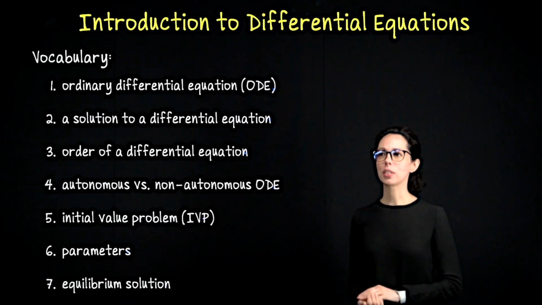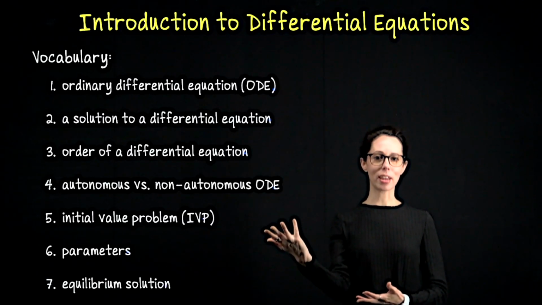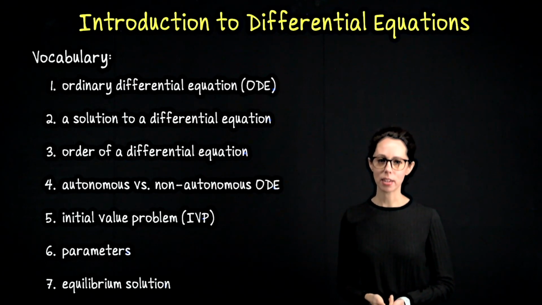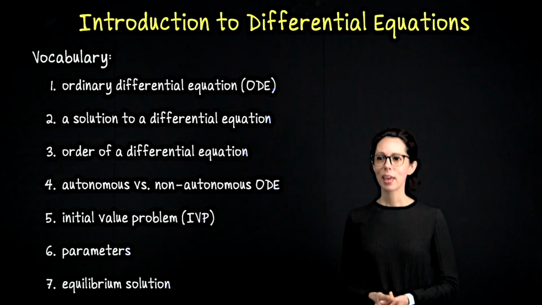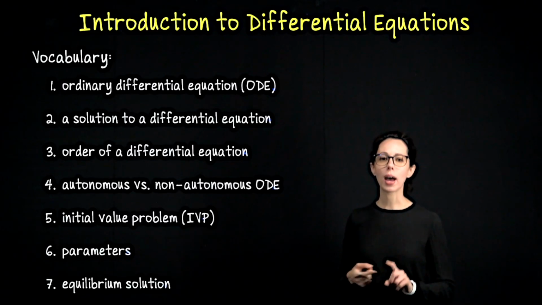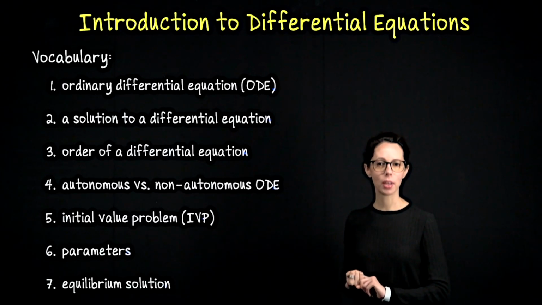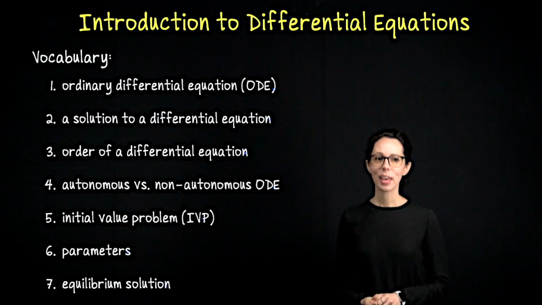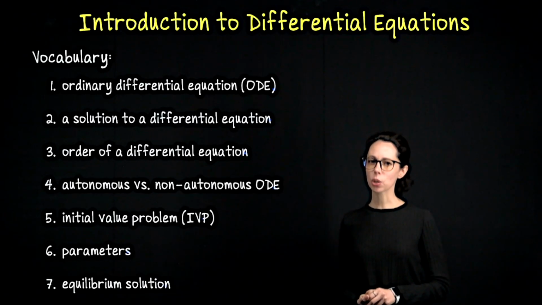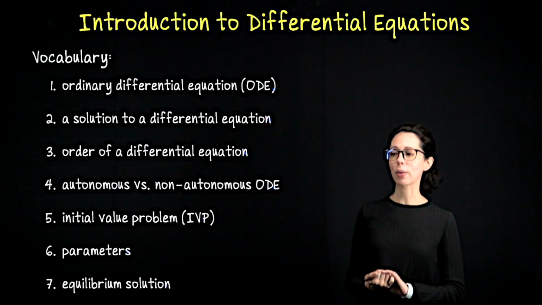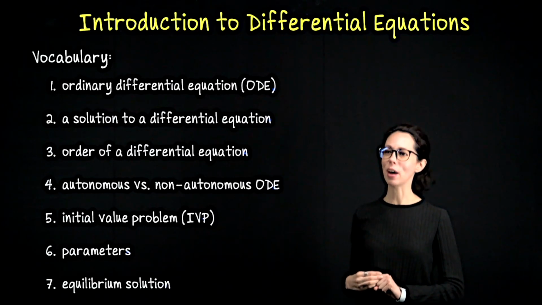A solution to a differential equation is a function like y equals cosine of x plus x squared, something like that, that makes the differential equation true. The order of a differential equation is the highest level derivative that appears. For example, if you have y prime and y double prime, because of the y double prime, that would be a second order equation. Then an autonomous differential equation versus a non-autonomous differential equation. I'm actually going to wait to define those when we look at our examples. So put that on the back burner for now.